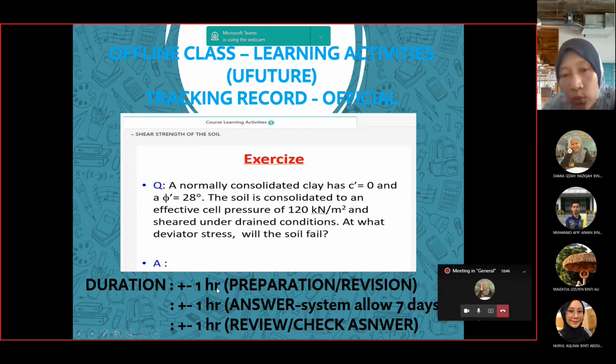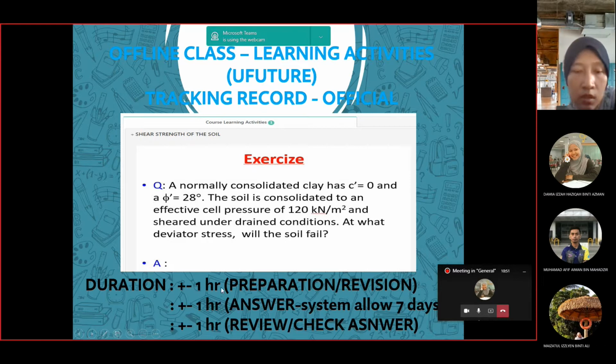However, you can have your own personal preparations or do some revisions. So let's say plus minus 1 hour or so. After you have answered and you want to check, you are also given 1 hour to do the revisions, to check whether the answer you submitted is correct or not.